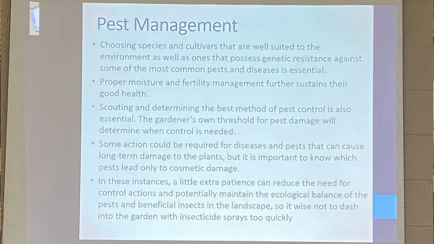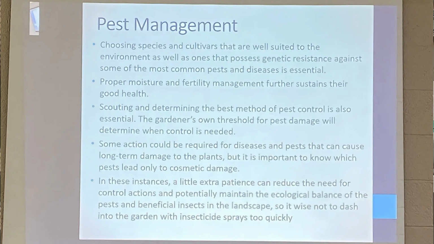Pest management. Choosing species and cultivars that are well suited to the environment, as well as ones that possess genetic resistance against some of the most common pests and diseases, is essential. Proper moisture and fertility management further sustains their good health. Scouting and determining the best method of pest control is also essential. The gardener's own threshold for pest damage will determine when control is needed.